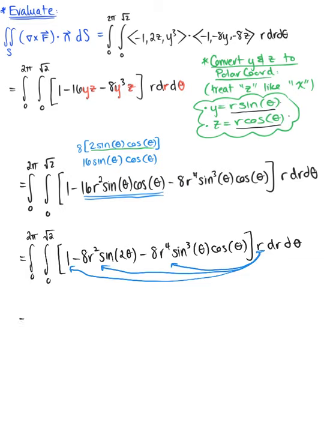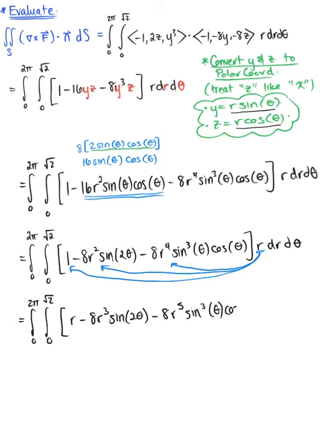So we are now left with the double integral. We have the outer bounds are 0 to 2 pi. The inner integral is 0 to the square root of 2. Now we have r minus 8r cubed sine of 2 theta minus 8r to the 5th sine cubed of theta cosine of theta dr d theta. And we're ready to integrate.